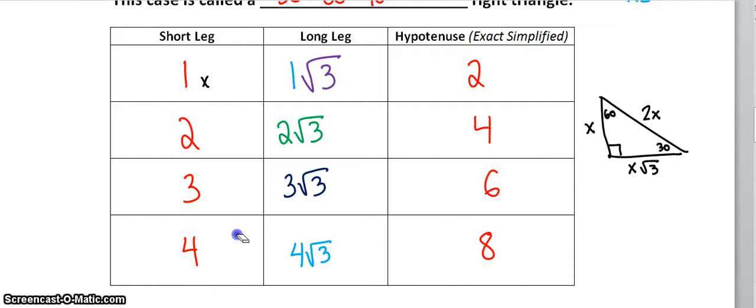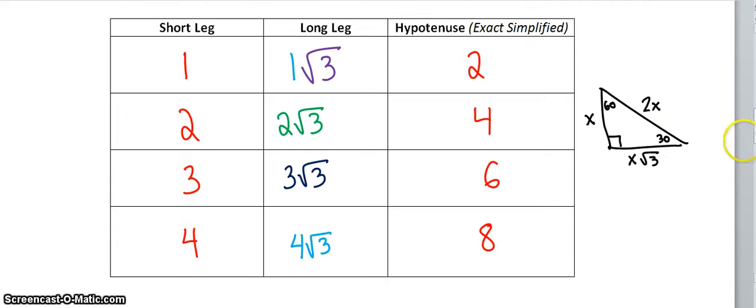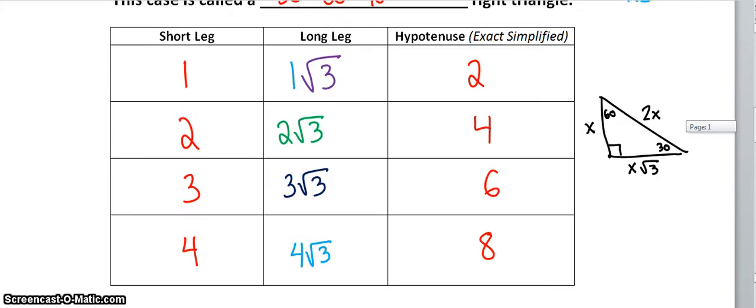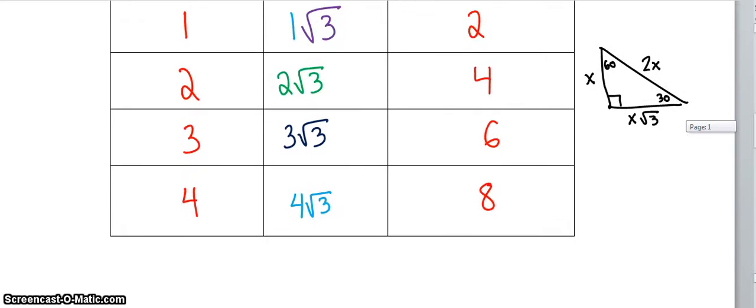Anytime you have a 30, 60, 90 triangle, I don't need to do Pythagorean theorem. I can just use these relationships to find x and then find the rest of the sides, which is really nice because if I know it's 30, 60, 90 and I only know one side of the triangle, I can still find the other two. Whereas with Pythagorean theorem, you have to have 2 sides to find the third.